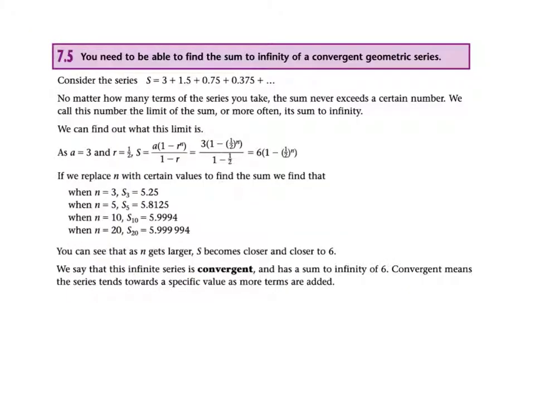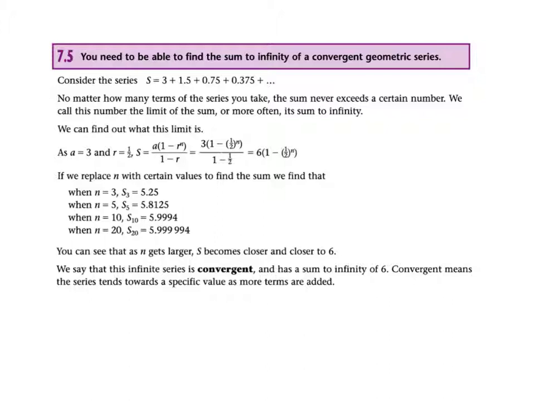First of all, a little bit of background. If we consider this sequence here, 3 plus 1.5 plus 0.75 plus 0.375, the first term is a equals 3, and the common ratio is a half. If we think about what the sum to the nth term is going to be, we put in a equals 3, r equals a half, and we get this equation. Notice I've got the version with 1 minus r to the n on the top and 1 minus r on the bottom, so both bits are positive. We can simplify this and we get this equation here.